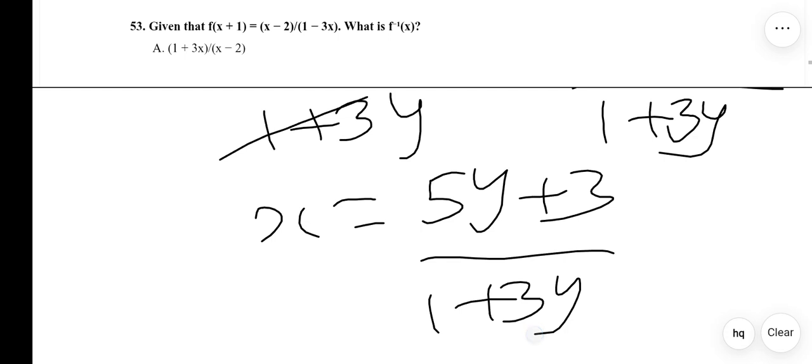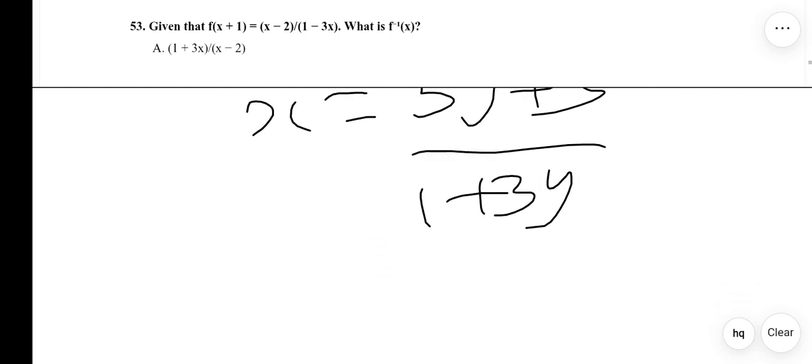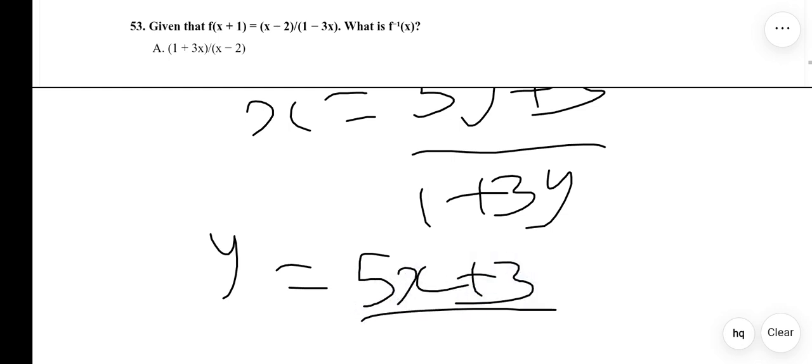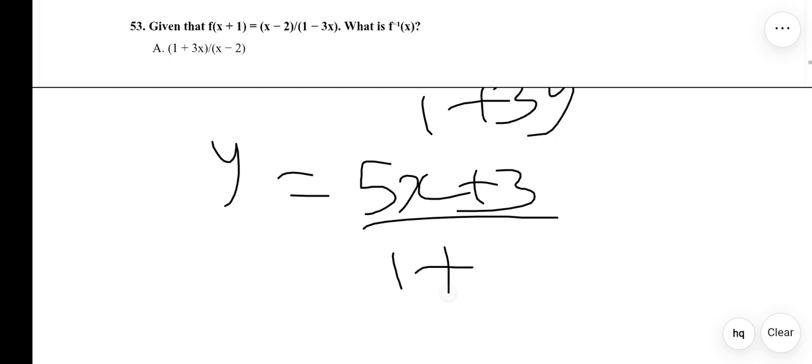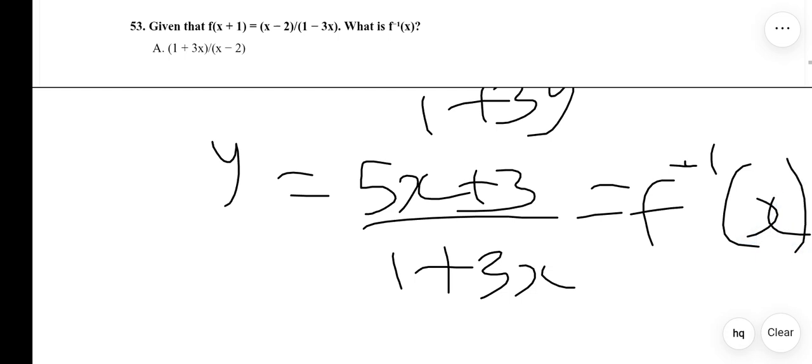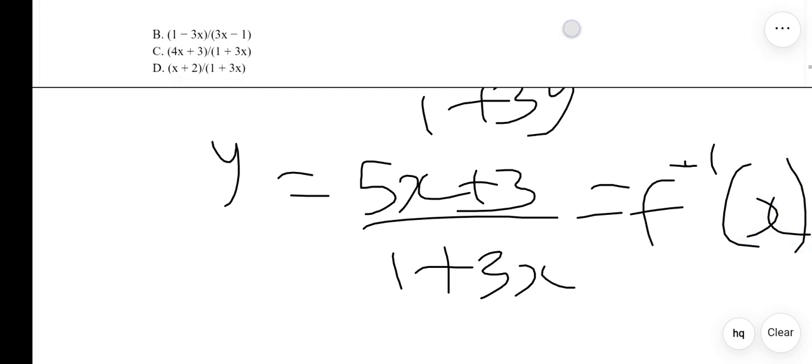Remember that if I am dealing with the inverse of a function, I'll change my y to x and my x to y. So that will be 4x plus 3 all over 1 plus 3x. So that is the value of my f inverse of x. Can you see how it goes? So let's look at the answer that is the same thing with this.